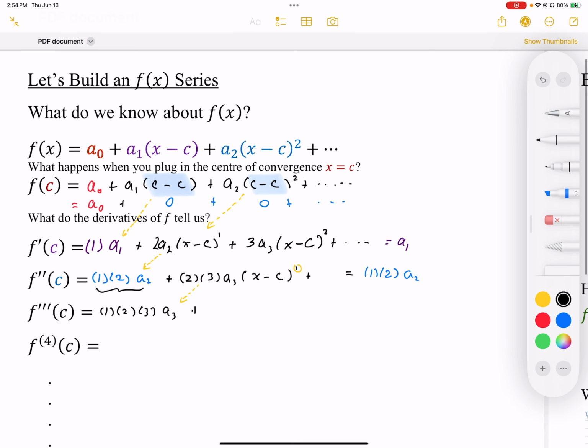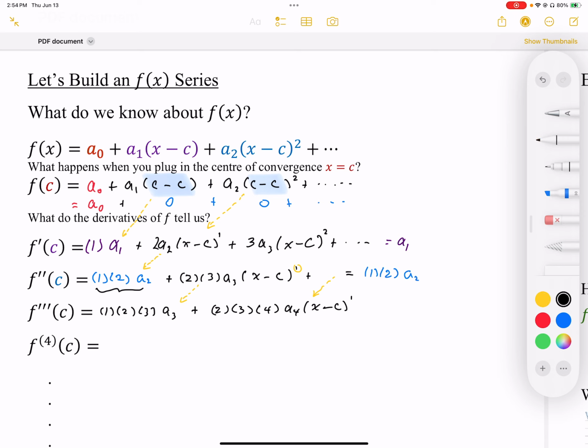That term ends up being our constant, plus we're going to end up with 2 times 3 times 4 from the previous one for a4 when it differentiates, and now we end up with x minus c. That one's going to be the power 1, and that one came from the previous term. That came from the quadratic term to look like that.